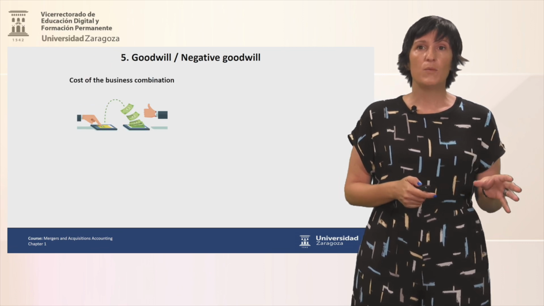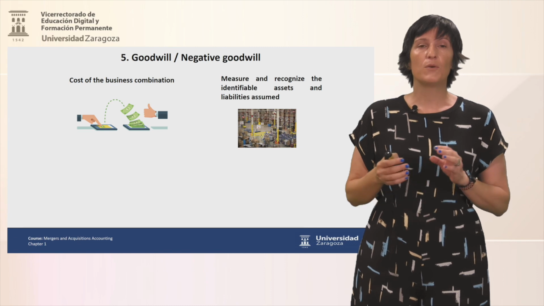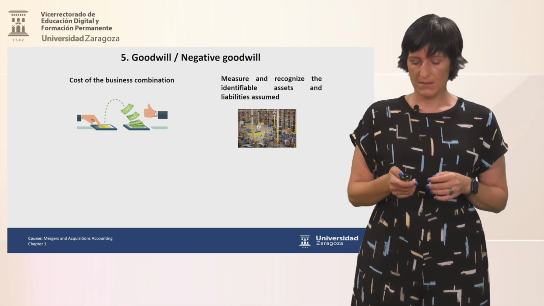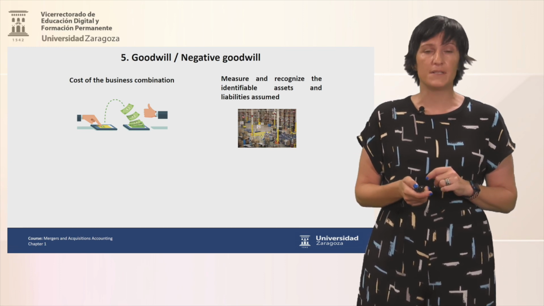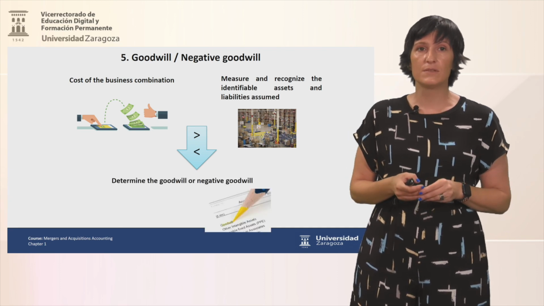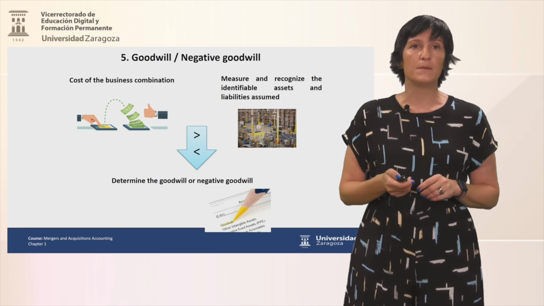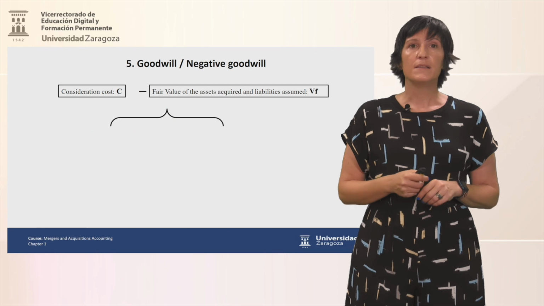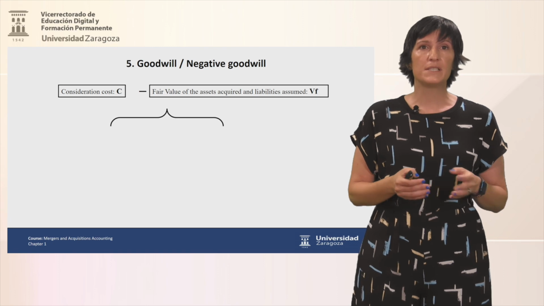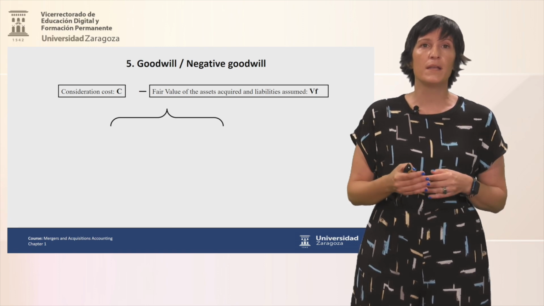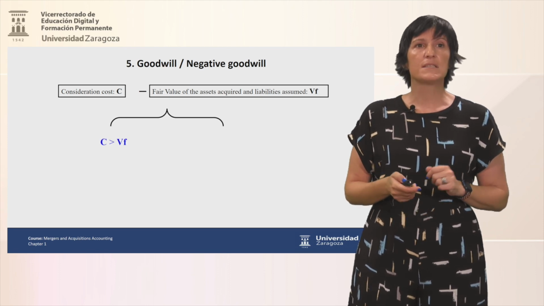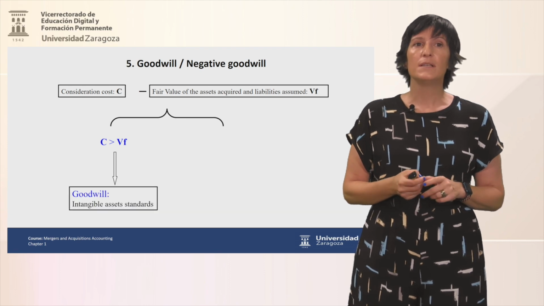So we have how much we have paid, and we have one by one all the assets and liabilities that this business includes. Sometimes, or in many cases, these values differ. So when we compare these two values, what we have as a result is the goodwill or negative goodwill. In this graph, we will see that if we pay 100,000 for a business, but the fair value of assets and liabilities one by one sum 90,000, we will have as a result a positive difference, and it's what we call the goodwill.